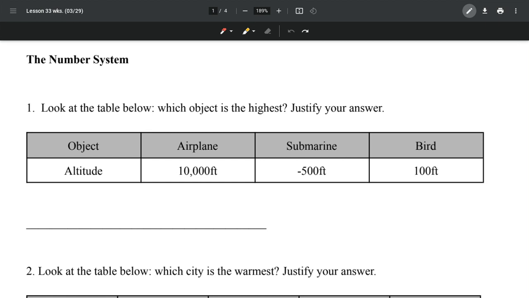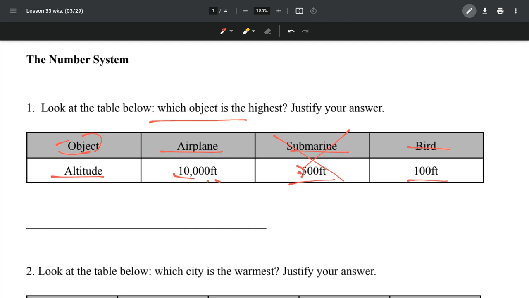Look at the table below. Which object is the highest? Justify your answer. For our objects, we have airplane, submarine, and bird, at altitudes of 10,000 feet, negative 500 feet, and 100 feet. Since we have to determine the highest object, we immediately know it's not going to be the submarine, because there is a negative in front of 500 feet, and that's going to be the lowest object. Now we just have to figure out if the airplane is higher or if the bird is higher.